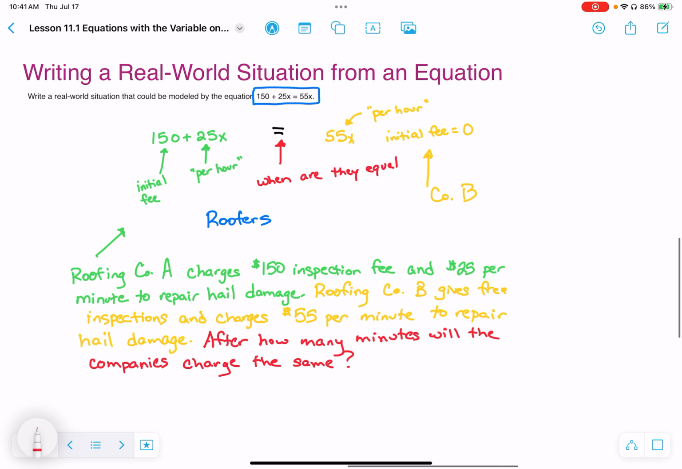So we have one situation describing the left side of the equation. We have a second situation describing the right side of the equation. And then the way we describe the equal sign is just how long is it going to take for them to be the same? And so the situation doesn't matter. The situation could be whatever ridiculous thing you want. The important part is that you have one side having an initial fee and 25 per whatever. The second side having 55 per whatever, and that initial fee needs to be zero. And then the question is, okay, when are these things the same? And that's our real world situation.